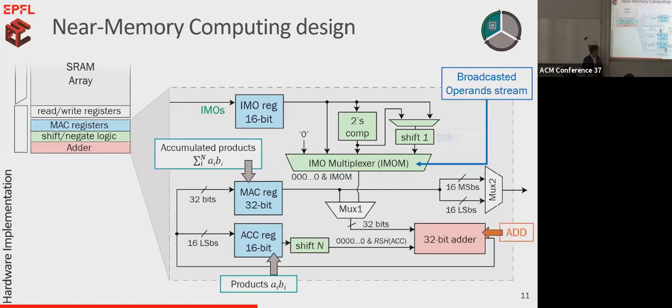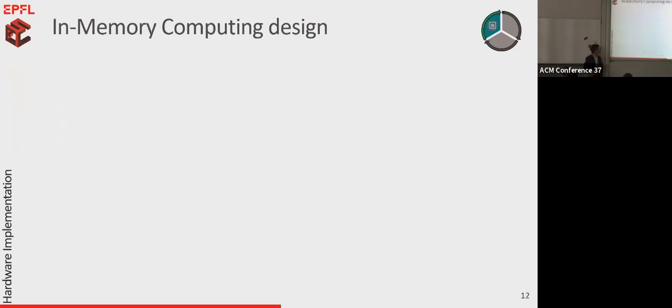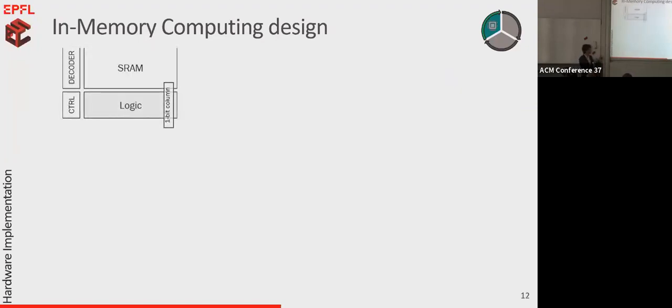We also need to implement addition, right shift, and negations to perform the multiplication algorithm I showed you before. And notice that this circuit is not all the overhead you have to implement our solution. You still have to design your logic as a compute memory. So the actual overhead here to prevent overflows is only the part that I highlighted in yellow. Now let's move to the in-memory computing solution. In this case, it's more complex.